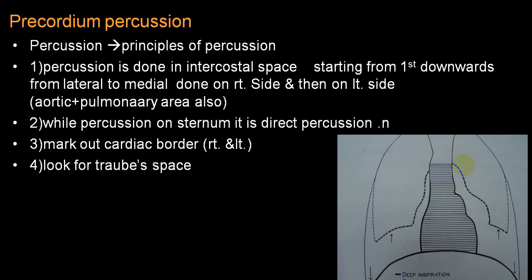Whenever you want to demonstrate shifting dullness, you do percussion in the second intercostal space, identify the dullness in the second intercostal space in supine posture, and hold your finger in the second intercostal space. Now ask the person to sit. After 1 or 2 minutes, you percuss in the second intercostal space. If the area of dullness decreases, and now you ask the person to go into supine posture back, wait for 1 or 2 minutes and percuss again. If the area of dullness increases, this is called shifting dullness because the fluid will shift due to gravity.